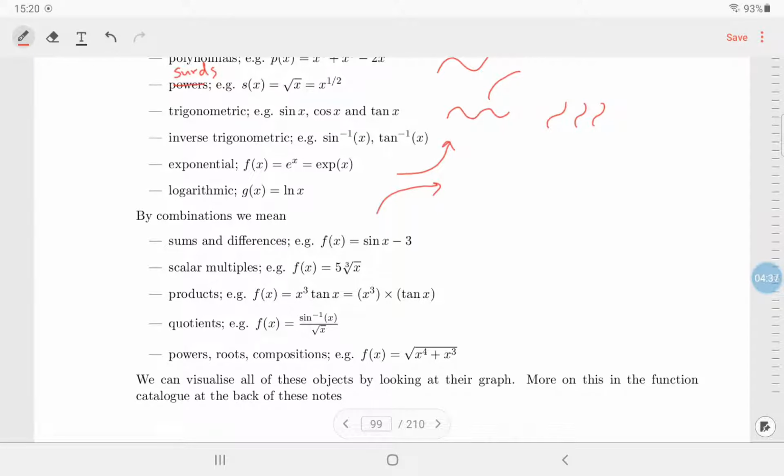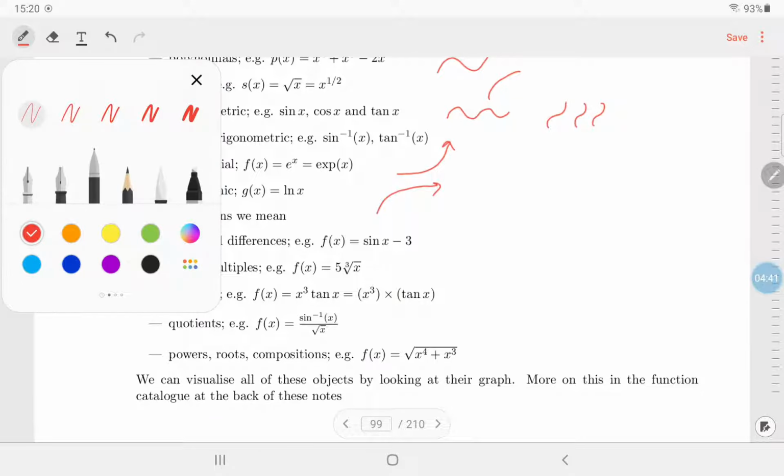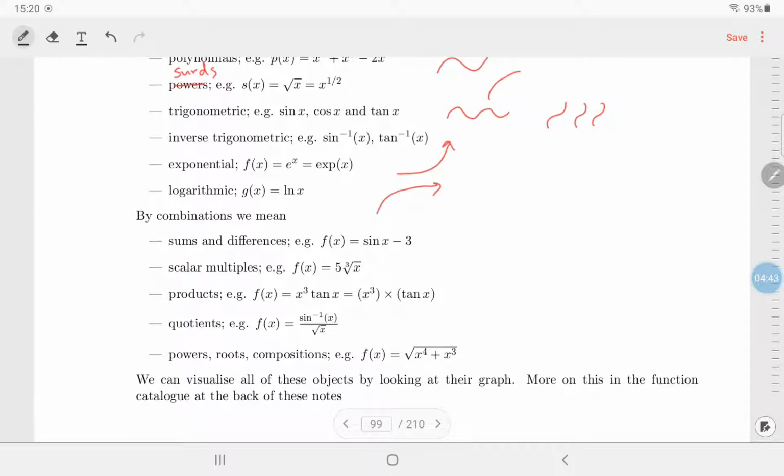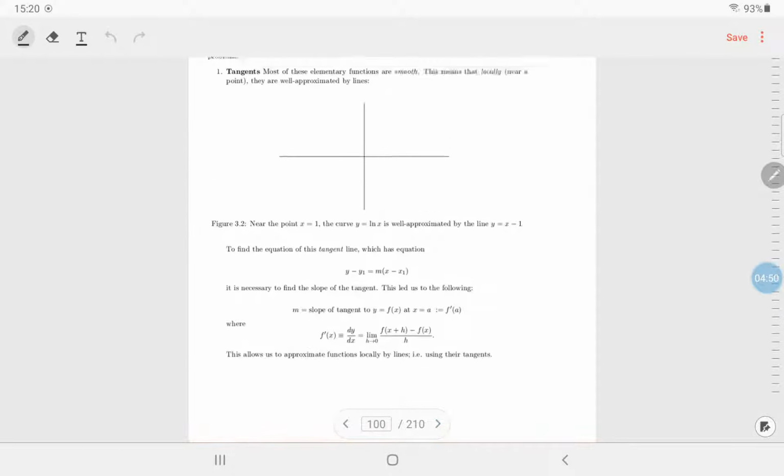You can visualize all these things by looking at the graph, and there's more of this in the back notes. Now, you are expected to be able to differentiate from semester 1. And if you can't, you are in a bit of bother. You'll probably have to work very hard and possibly use the Academic Learning Center as well.